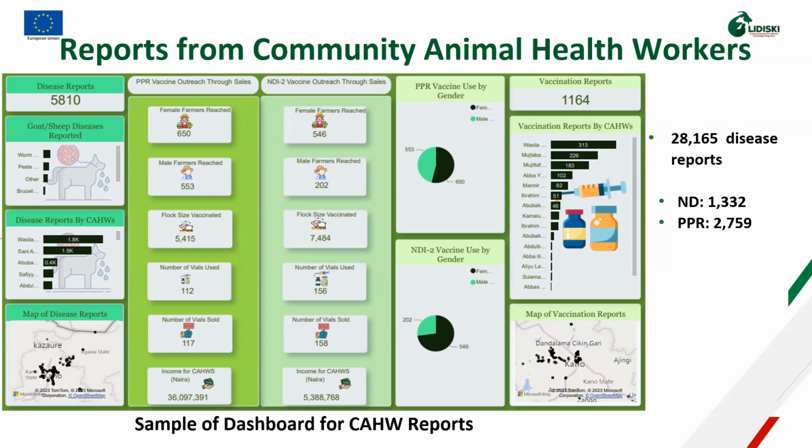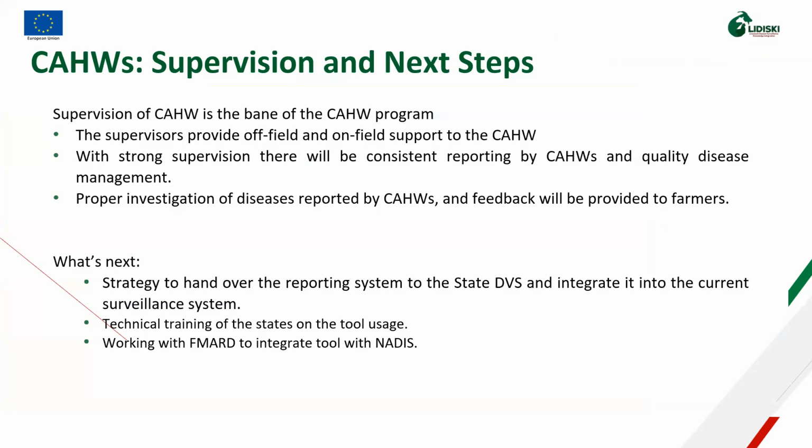Then again, from these reports too, we can actually generate the number of farmers that they are also engaging with. If it is a female farmer, if it's a male farmer, it also disaggregates it. So generally, this is how the dashboard is presented. So I think Arnold, you may want to go to the next slide.